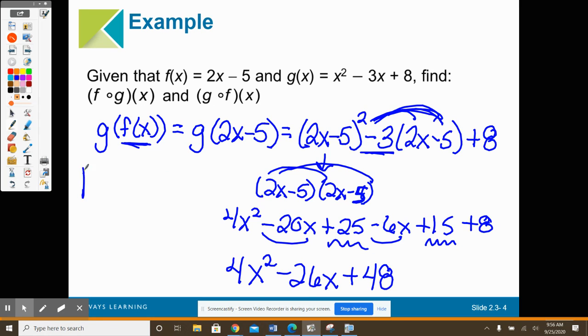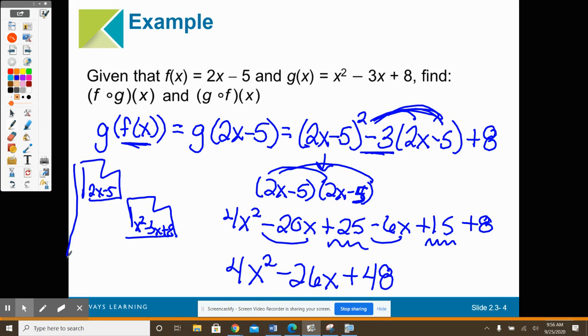So the machine shortcut: if f happens first, which is the 2x minus 5, and then those answers are plugged into x squared minus 3x plus 8, that will give me this guy as a shortcut.